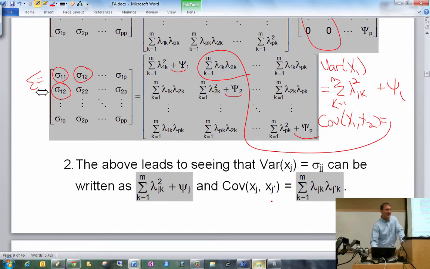No. These are just dummy indices to represent that they're different. Perhaps I should have said j not equal to j prime. You can put i's in there too. It doesn't matter. It's just a way to say in a general manner that I have two different x's. Sorry if that wasn't clear. Any other questions?